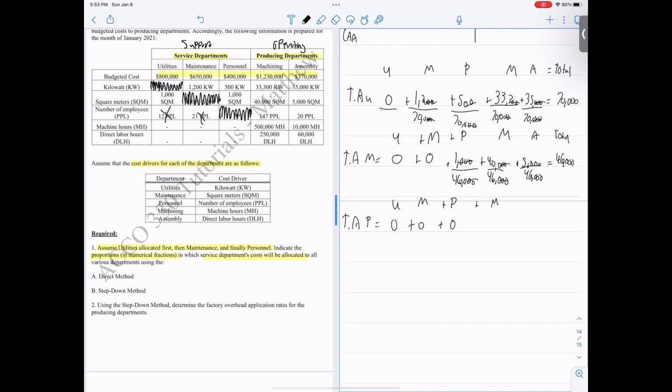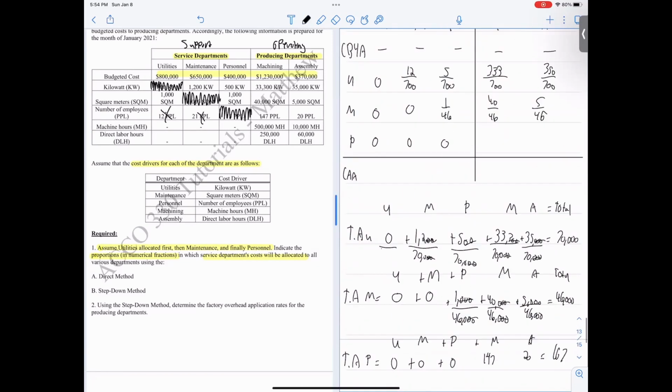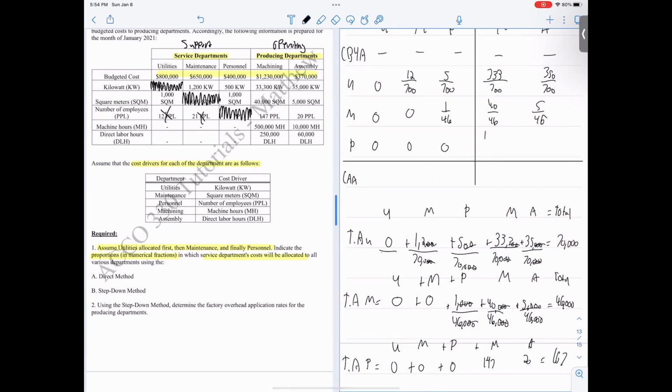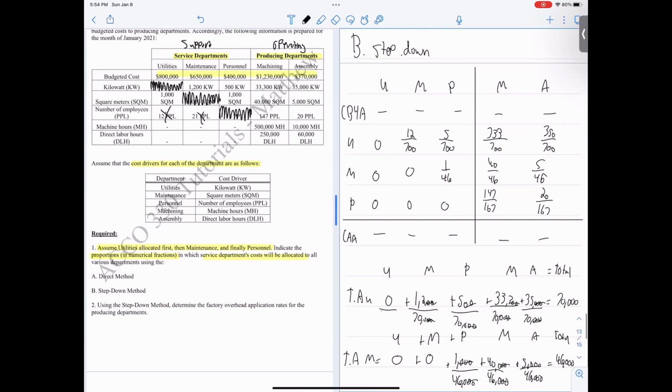Now you have machining, which uses 147. And then you have assembly, which uses 20, 167. So the proportions, guys, look exactly the same as the direct method. 147 over 167. And then 20 over 167. And you don't do any cost allocations. And that is your answer to this question. Okay, there we go. You have now done the proportion matrix under the step down and the direct method. Here are your answers. Okay, these rows. Sorry for almost making careless mistakes when doing maintenance. That's what happens when you go a little bit quick.